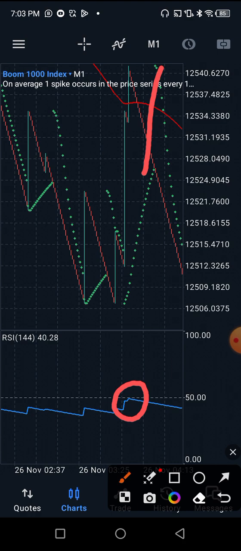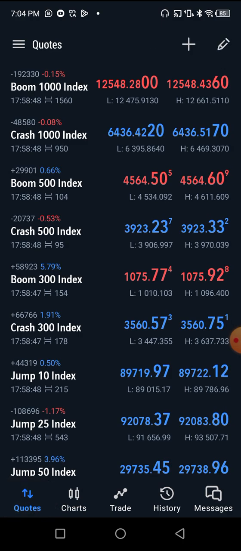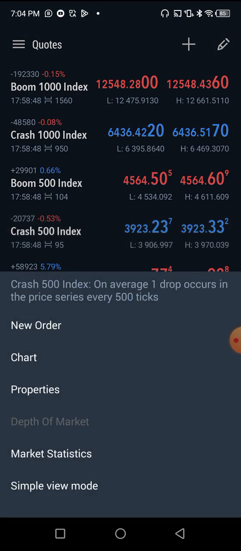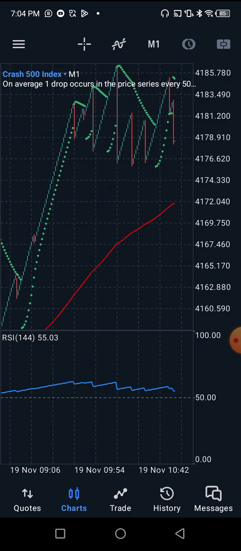When I say candlestick, make sure your 10 candlestick is correct. Any spike that comes outside, don't mind that spike. Wait for your 10 candlestick to be correct before you leave the market. Guys, this is Boom. Let's go and check Crash 500 to see what it's doing.